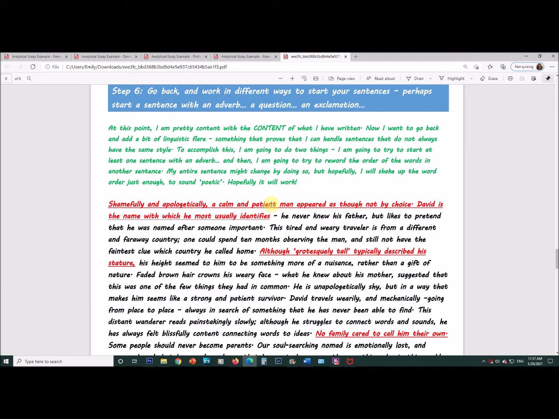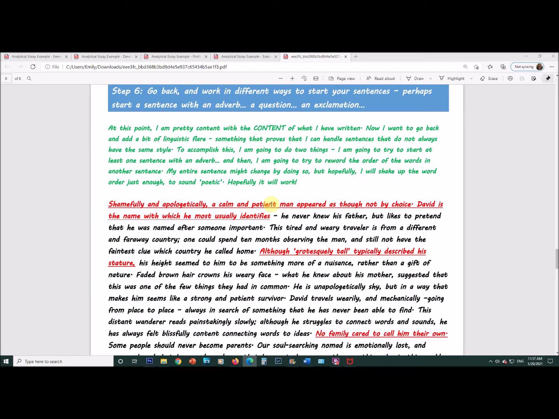Perhaps start a sentence with an adverb, a question, an exclamation. So again, the green is, these are my thoughts. At this point, I'm pretty content with the content of what I have written. Now I want to go back and add a bit of linguistic flair, something that proves that I can handle sentences that do not always have the same style.